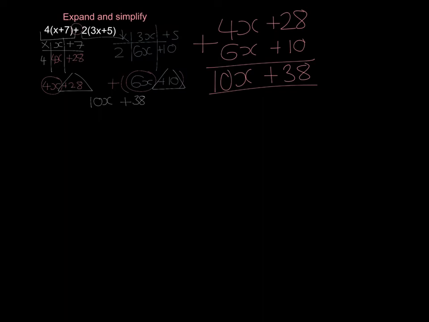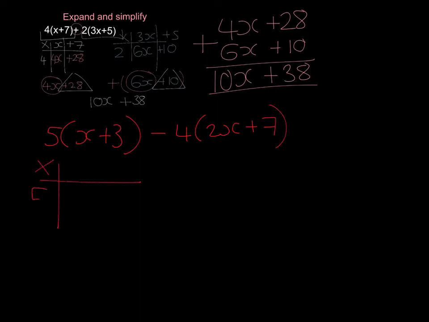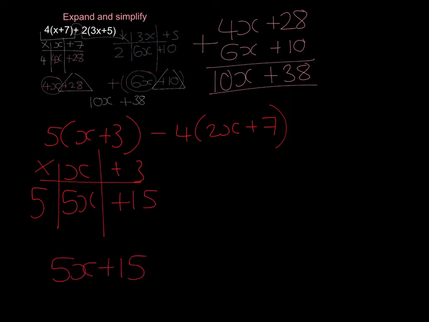Okay, let's have a quick look at a negative one. So for example, 5 brackets x plus 3 minus 4 lots of 2x plus 7. Okay, if we're doing this question, we still approach the first part in the same way. So 5 lots of x plus 3 would give us 5x for the first part, and then 5 3s are 15. So our first part would be 5x plus 15.